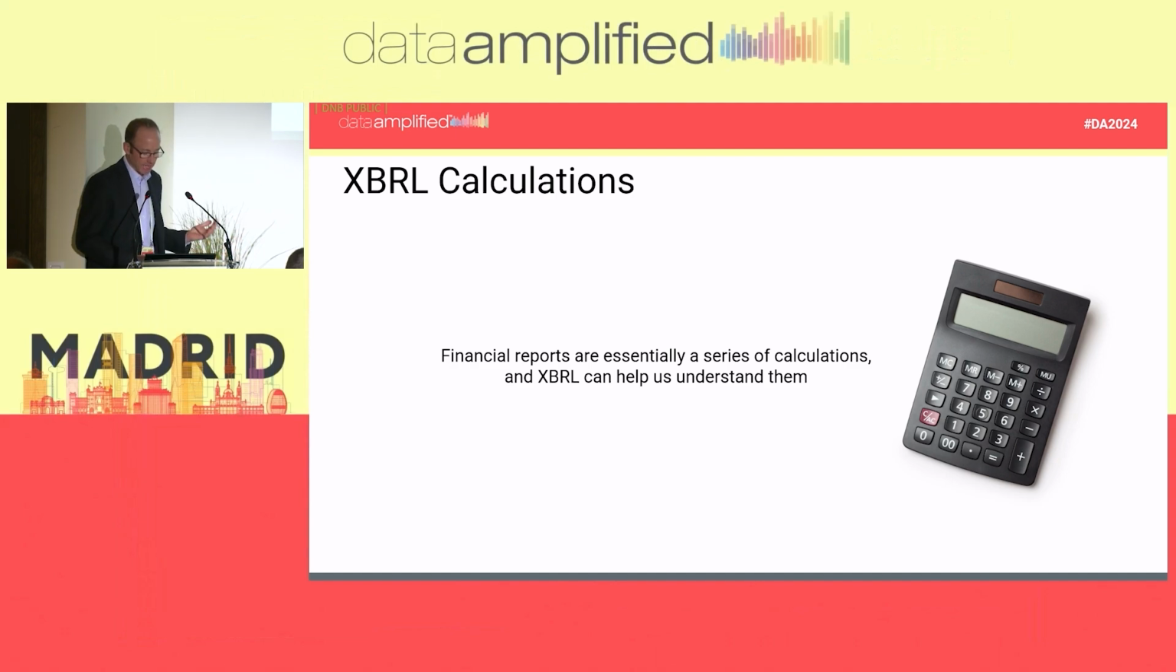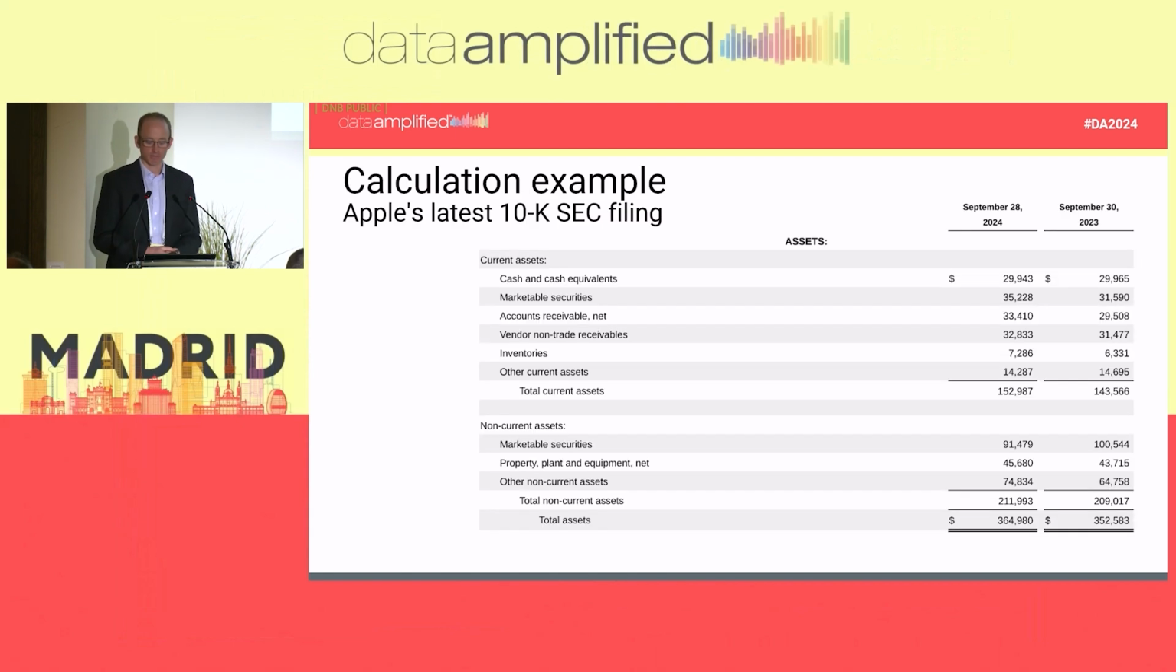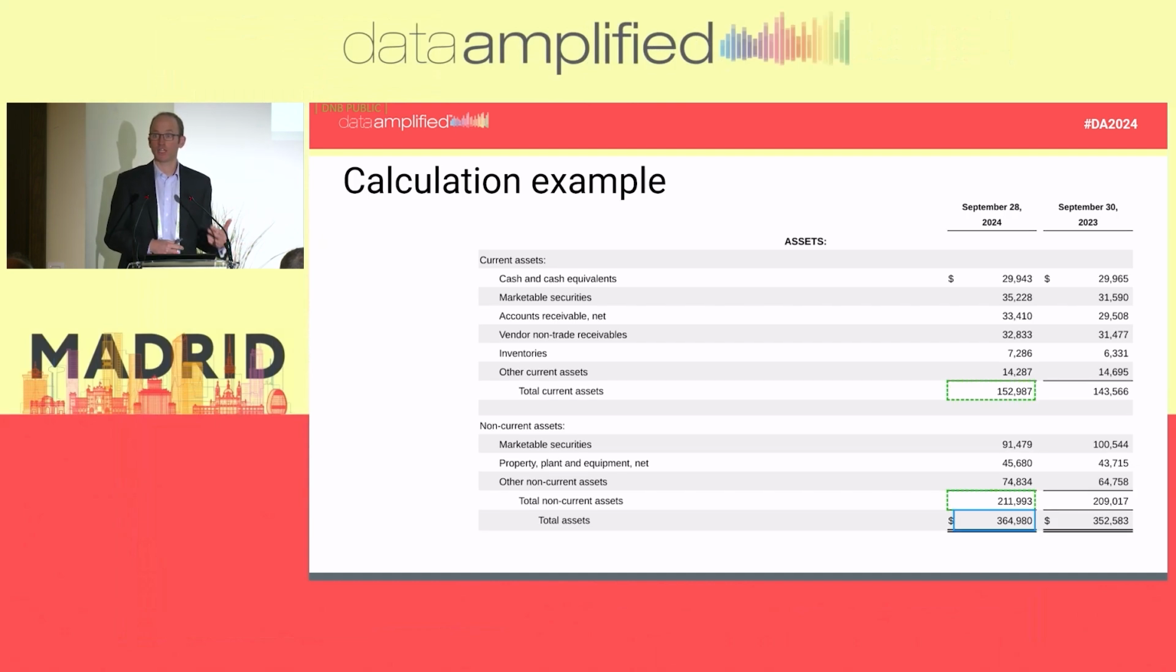Well, in essence, financial reports really are just a series of calculations, and XBRL can help us understand them. So if you take a typical financial report like Apple's latest 10K filing, you can start looking at numbers, and if you look at them in an inline XBRL viewer, you can actually start seeing the calculation. So if you click on the number at the bottom, the 364, you can see that that's the sum of the two numbers above it in green.